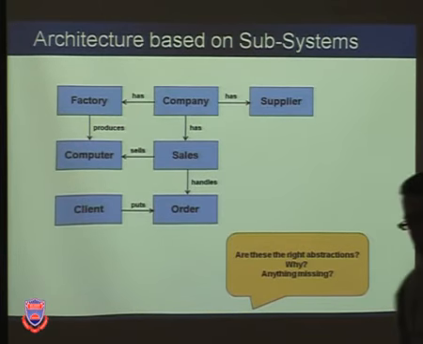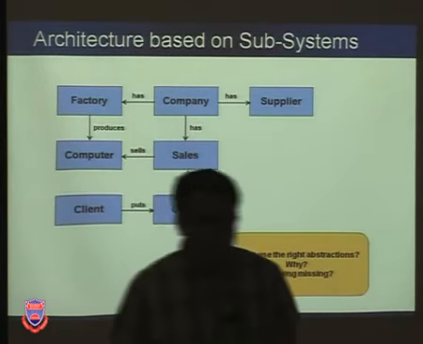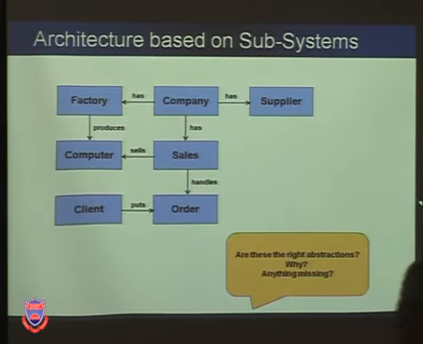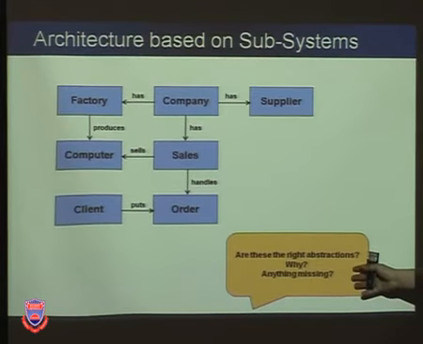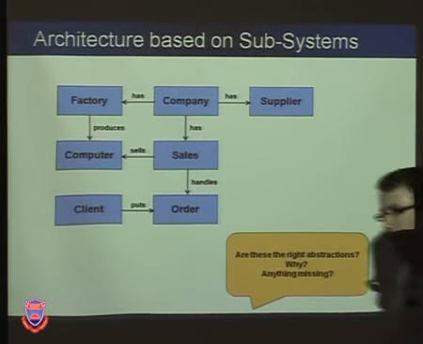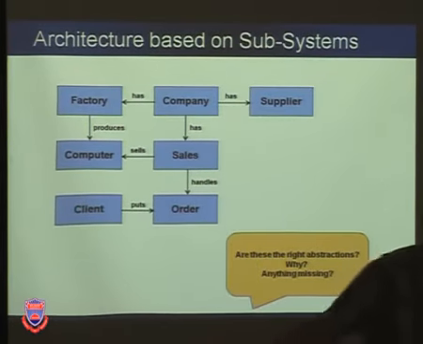So the question here is, are these the right abstractions? Why? Is anything missing here? What was the source here? The textual requirements, right? So what is missing here? We get these kinds of questions. Are these the right abstractions? Is anything missing? We don't know, right? Do we know?